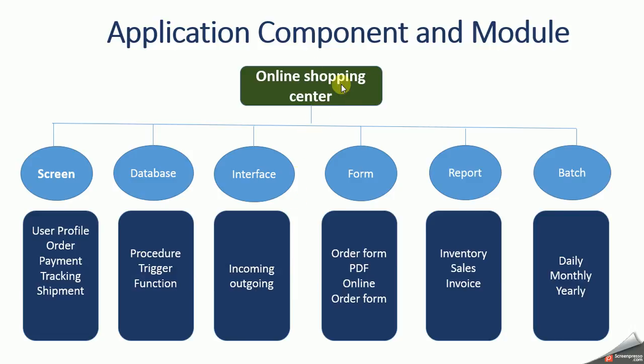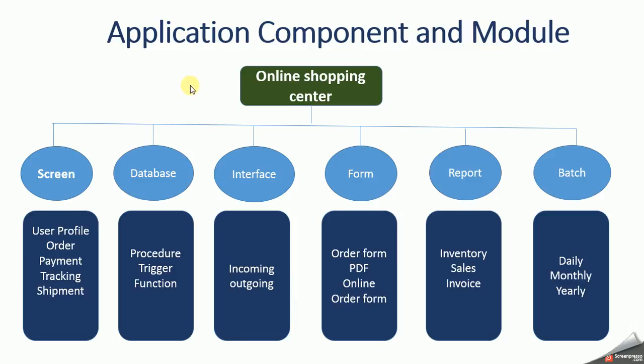So if you see here, there is an online shopping center, and its components. Take an example like a car. A car has engine, wheels, steering, brake, and gasoline. Similarly, a computer also has major components, and each component depends on the others, such as processor, main memory, secondary memory, input device and output device.